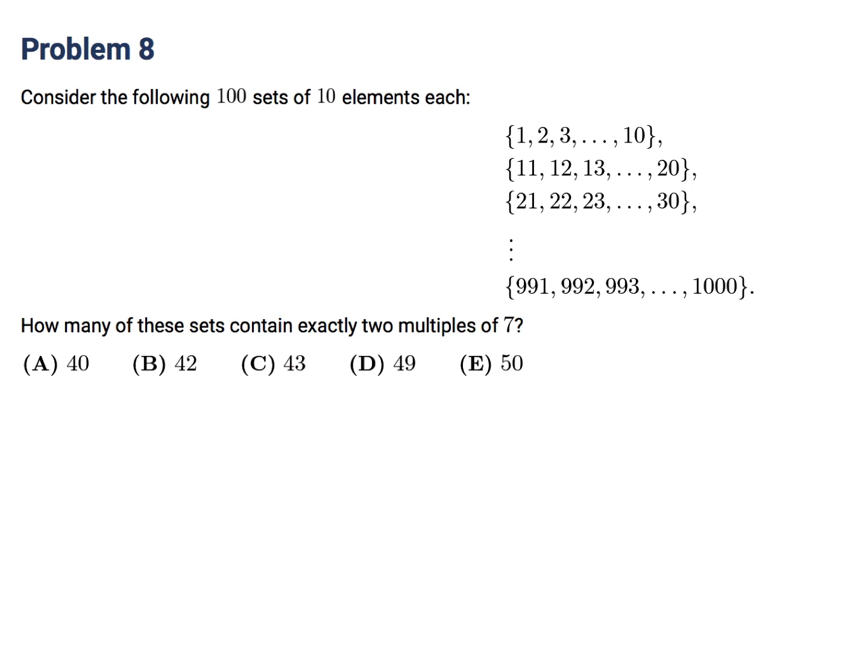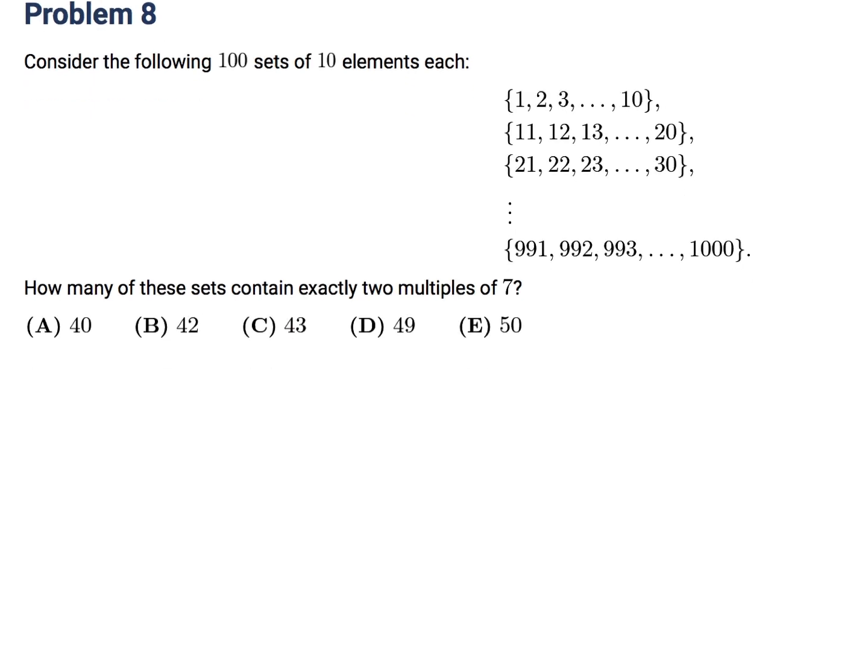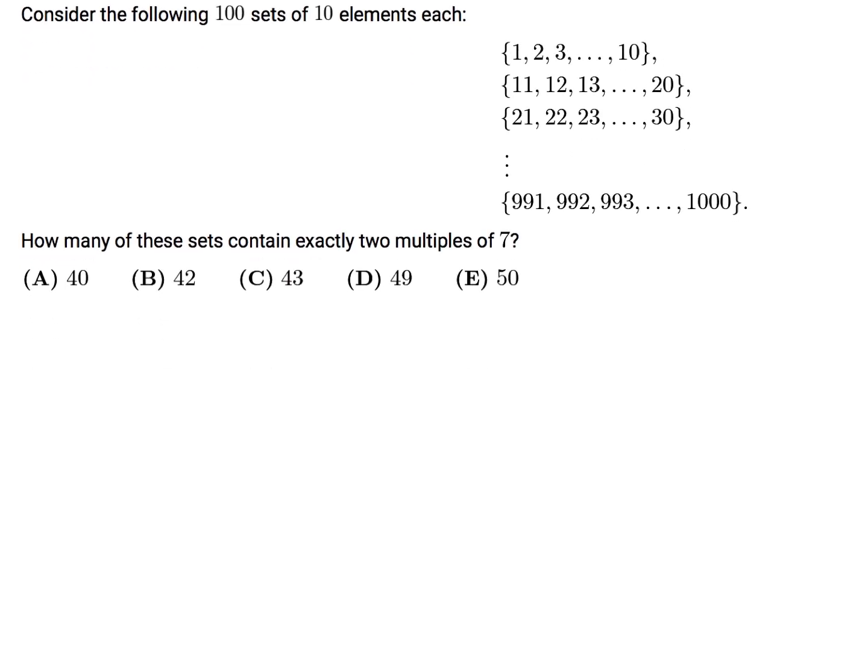Consider the following 100 sets of 10 elements each. How many of these sets contain exactly 2 multiples of 7? All right, so we're going to have to look for a pattern here.